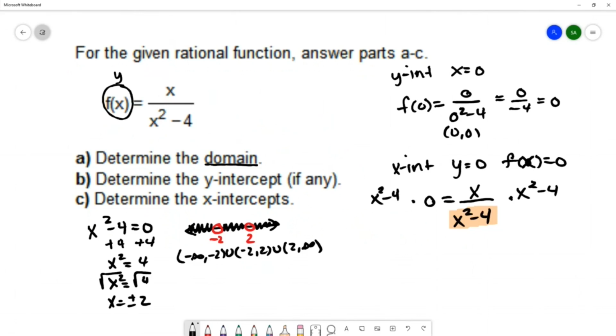0 times x squared minus 4 is 0. And on the right-hand side, x over x squared minus 4 times x squared minus 4 will cancel out that denominator and leave you with the numerator of x. So we have an equation here, 0 equals x, that is solved. X equals 0, and we get that we have an x-intercept at 0, 0 as well. So 0, 0 is an x-intercept and a y-intercept for this function.